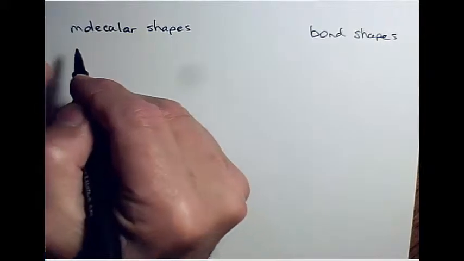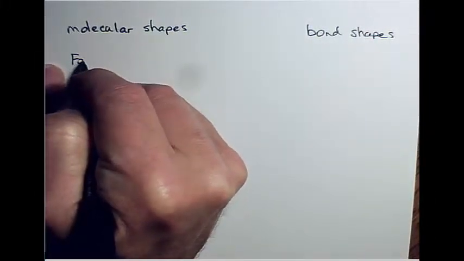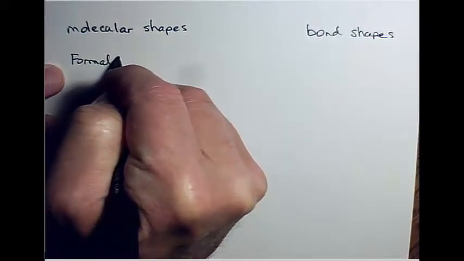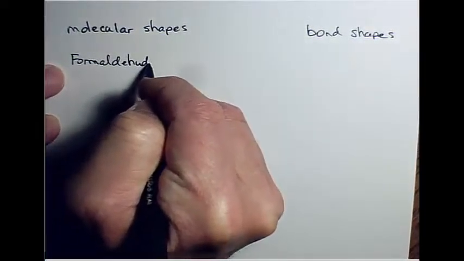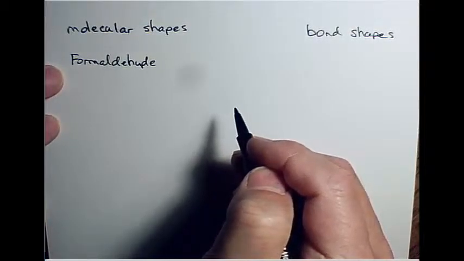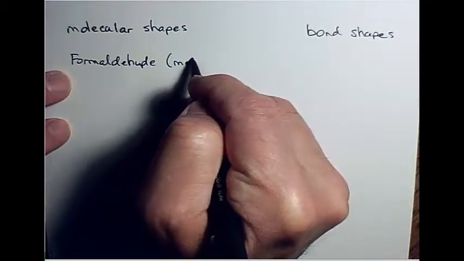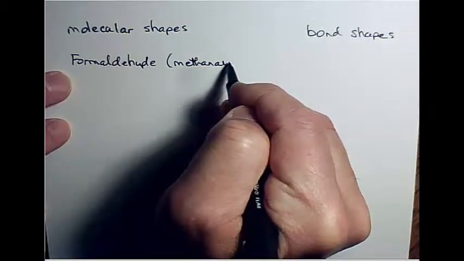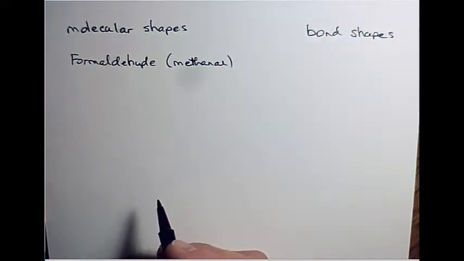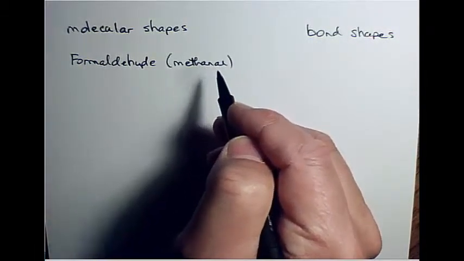Your homework assignment was to make a balloon model for formaldehyde. The IUPAC name for this is not formaldehyde, but methanol, I believe it is. But its common name is formaldehyde. Most everybody knows this chemical is formaldehyde. It's the stuff you store animal parts in. Okay.